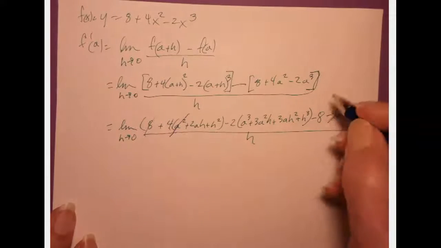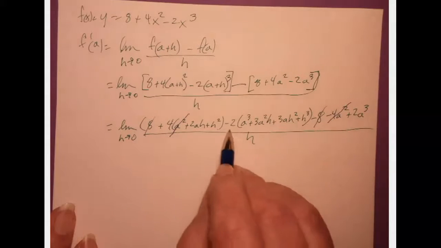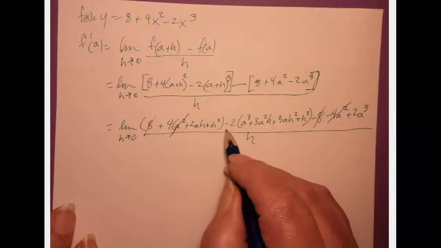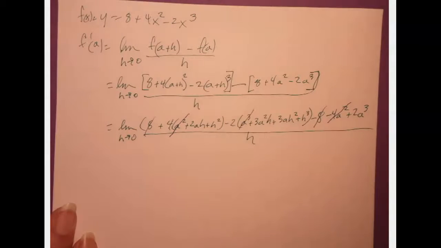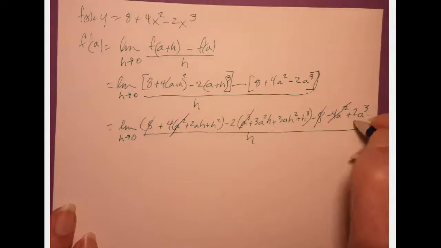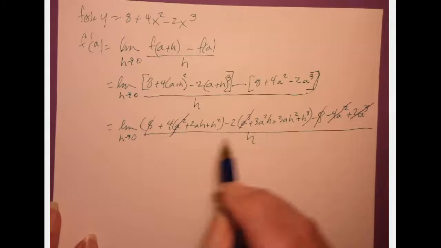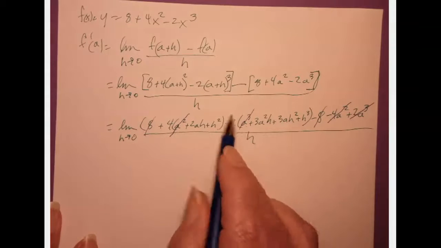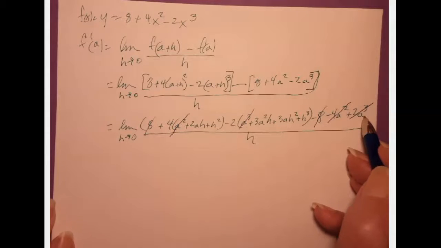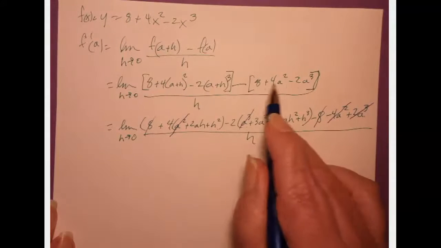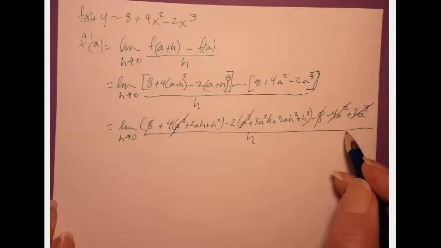The 8 goes away already, 8 minus 8. And this is plus 2a cubed, so I'm looking for it, minus 2a cubed. This part goes away. So if you're careful, you can get away with getting rid of a lot of terms before you start simplifying. I have 3 in the first set of parentheses, and I have 3 in the second. They should go away. This last part here, when you use the h one, always goes away.